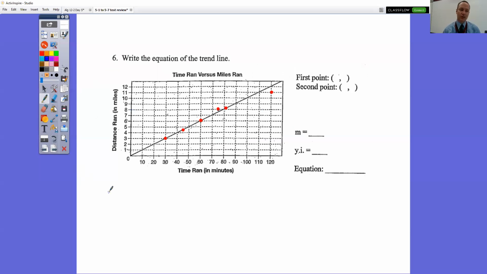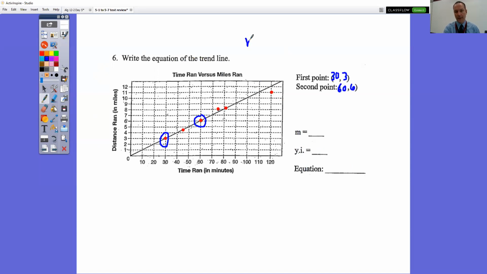I think this next question is probably the hardest question on your test tomorrow. First of all, you will be given these first 2 points. I'm going to use this point, and I'm going to use this point. This first one is 30, 3, and the second one is 60, 6. Those are the 2 points that I'm going to be given. What you're going to have to do is write the equation of the trend line. So you need to find your slope, find your y-intercept, and write the equation.